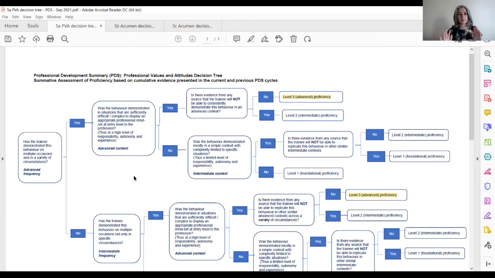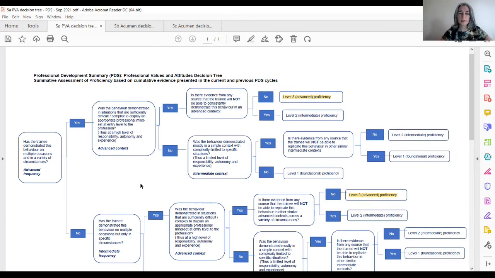So here we might go, are the two scenarios or multiple scenarios that the trainee has presented different? Do they present different circumstances, or are they more or less the same? Let's assume that these are two quite different circumstances. Was the behavior demonstrated in situations that are sufficiently difficult or complex to display an appropriate professional mindset at entry level into the profession? Now, we might look at the circumstances and the examples presented, and some are at an advanced level and others we feel are more basic. So let's assume that at least one of these situations is in an advanced context.